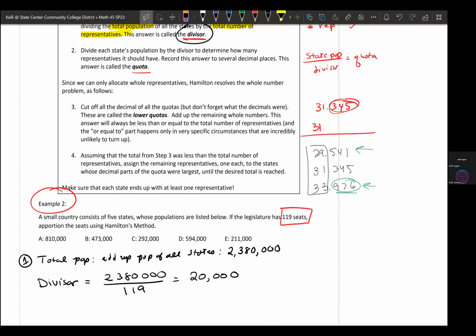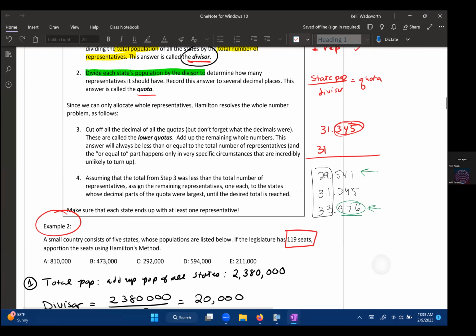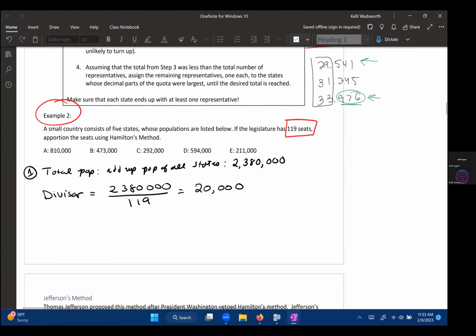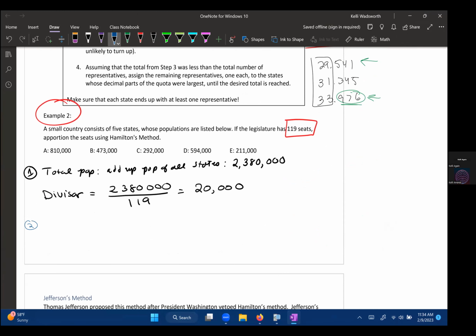Now we need to use that divisor to determine each state's quota. We do that by dividing each state's population by the divisor. That's going to be our quota, and we should record that number to several decimal places. I am going to come full screen because I want to use my calculator where you can see it. We're going to take each state's population and divide it by that divisor. I don't have enough room here, but let's just do it.